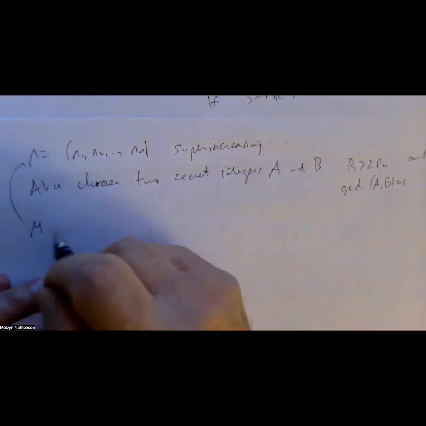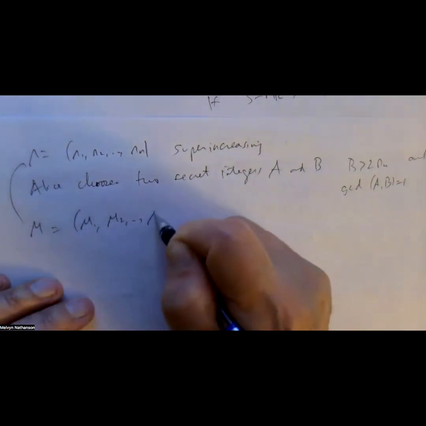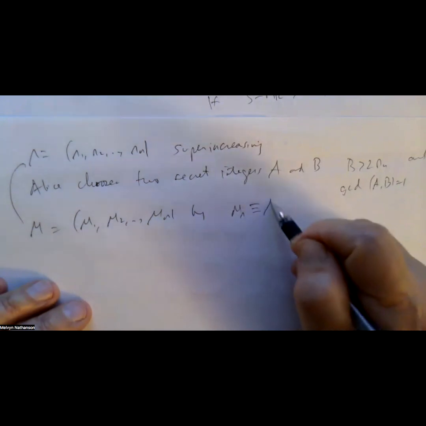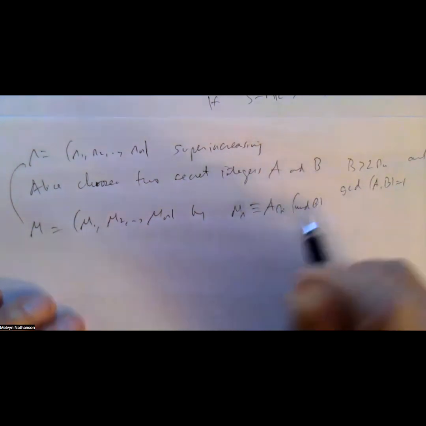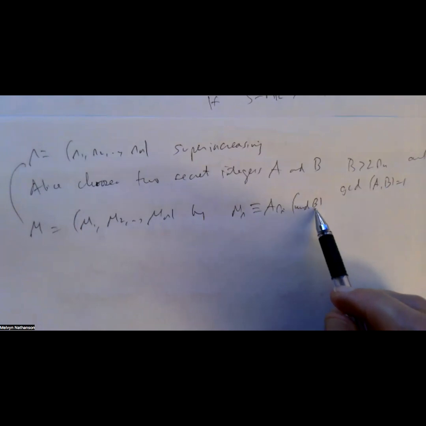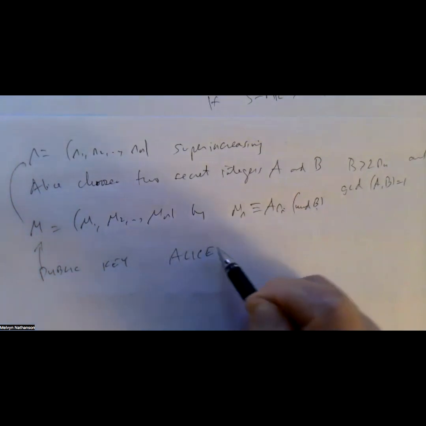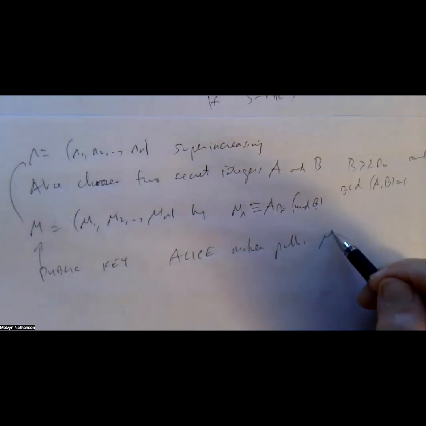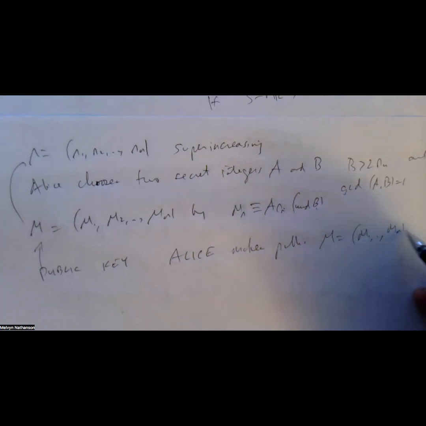Then she creates a new set M1, M2, up to M sub n, by choosing M sub i congruent to A R sub i mod B. So you take a large number B, a number A relatively prime to B, multiply everything in your original sequence by A and reduce it mod B. And this is the public key. So Alice makes public the sequence M.